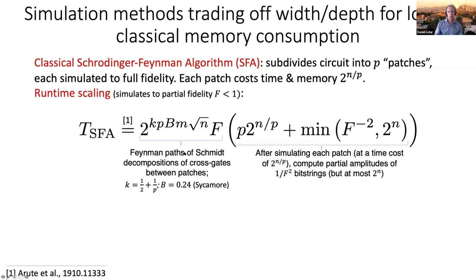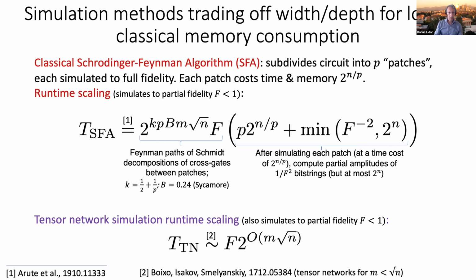The runtime scaling is a complicated expression, but what's nice about the Schrodinger Feynman is that you can actually write down this expression and analyze it. So I won't explain it in any detail. I'll just say that the components here are this p times 2 to the n over p, which is the cost of simulating p patches exactly. And then once you're done, you need to compute the partial amplitudes of 1 over f squared bit strings, but no more than 2 to the n. So that's where this comes from. And so that's the pure patch simulation cost in parentheses, and the other factor here is the cost of running the Feynman paths between patches. Okay, so the point here, this scales essentially like m times root 2 to the m times root n, with everything else also known.